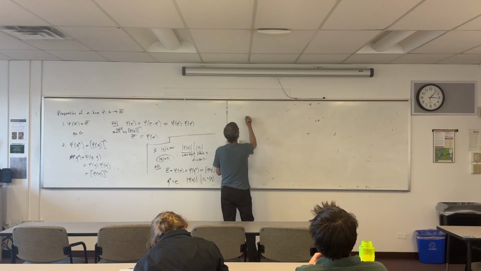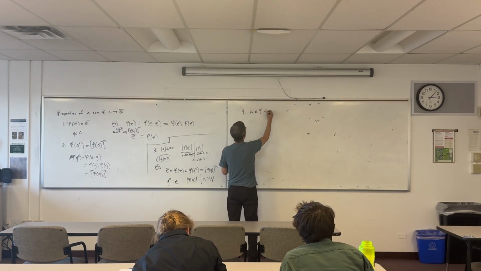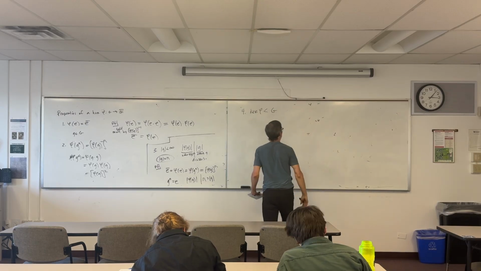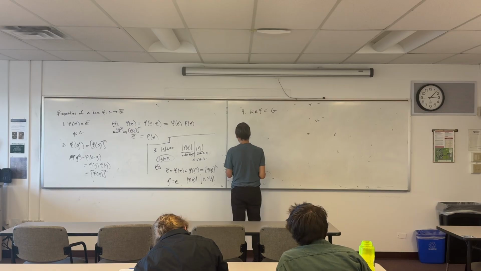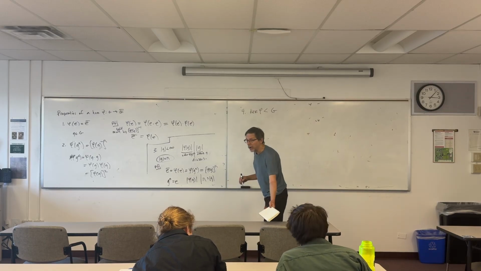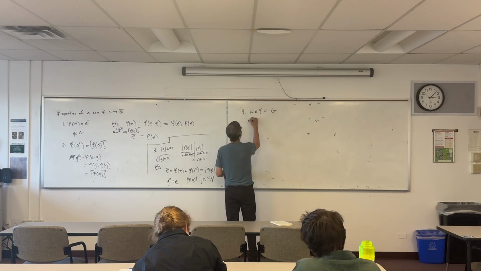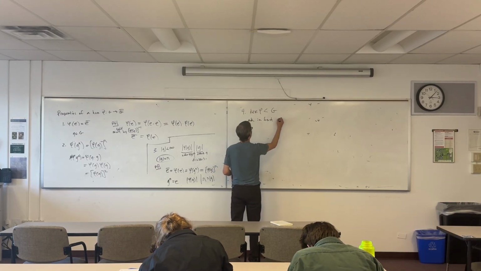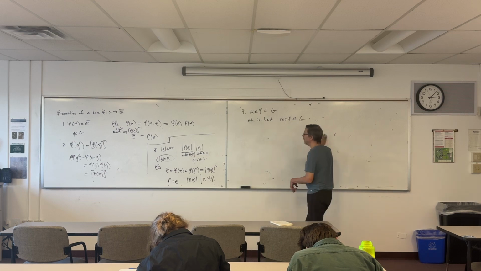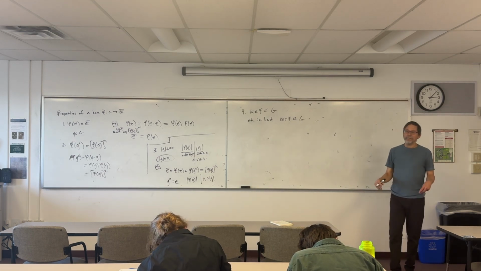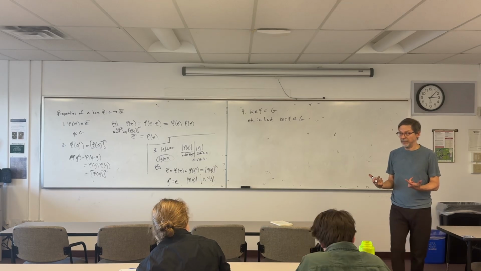Also, the kernel of phi is a subgroup of the input space G. We already proved that, I think, didn't we? Yeah, we did prove that. But more, it's normal. In fact, the kernel of phi is normal in G. And that's good because we're going to take that and mod it out a lot.